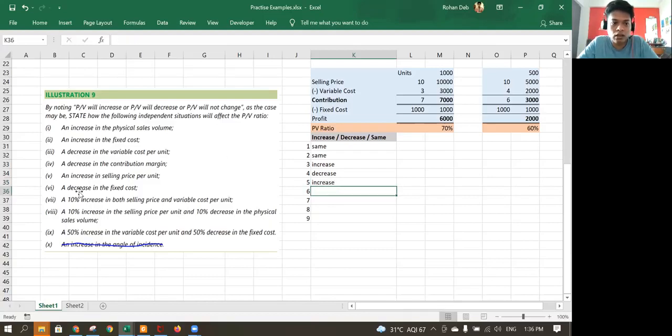Got it? Now the sixth question is decrease in fixed cost. Does fixed cost make any difference? Does it have any impact? No. Fixed cost is separate. So, same.